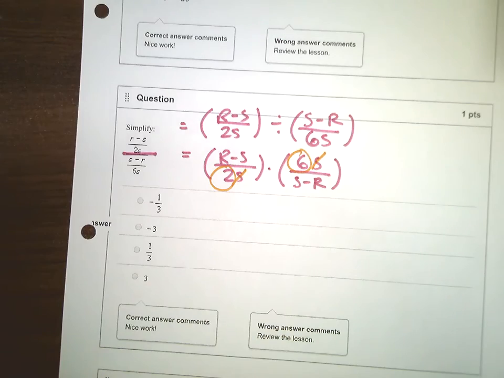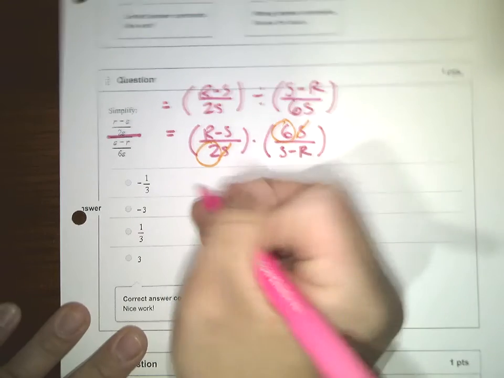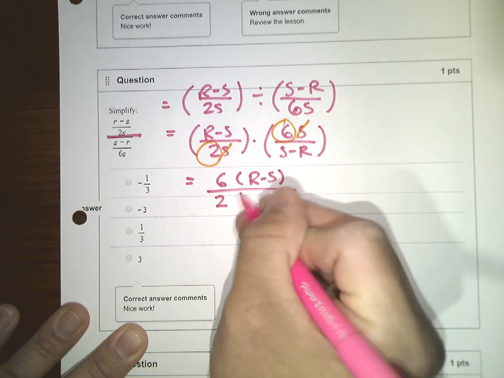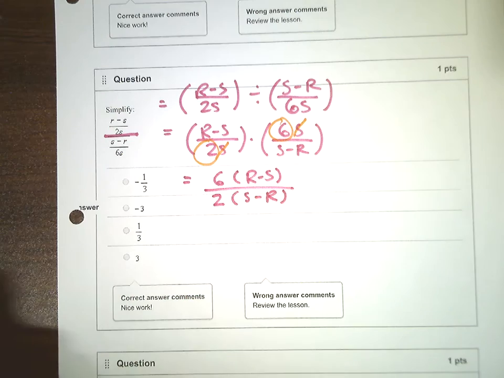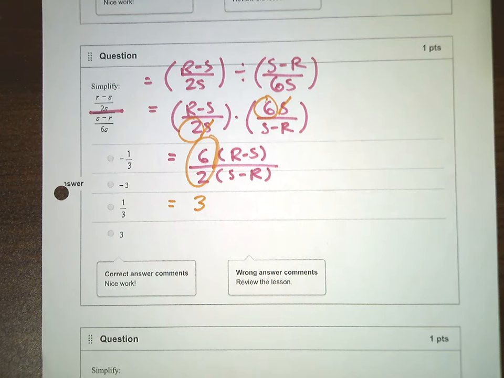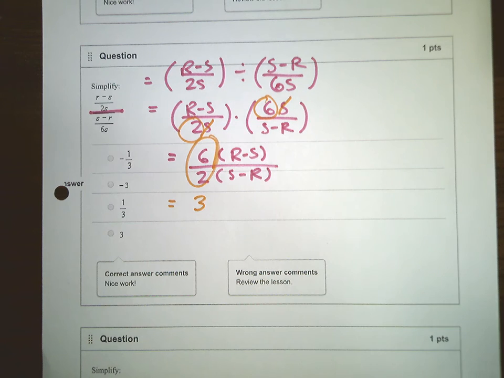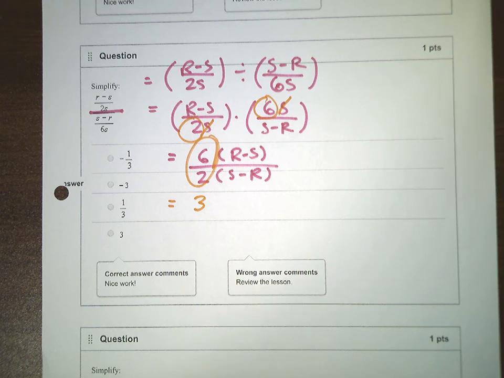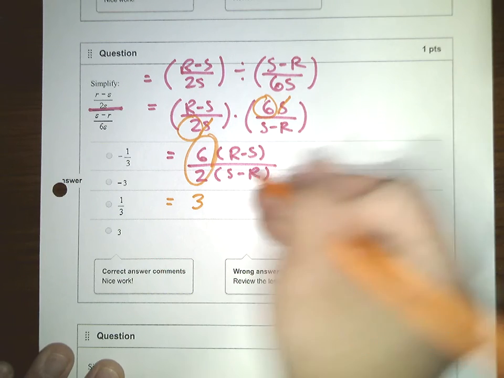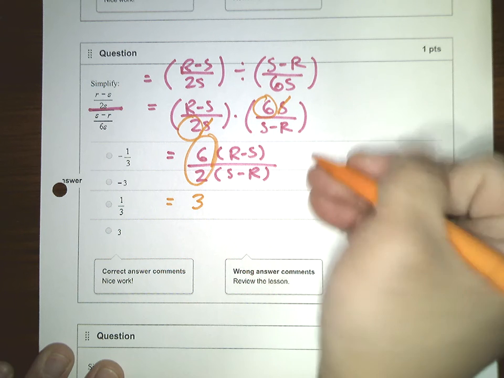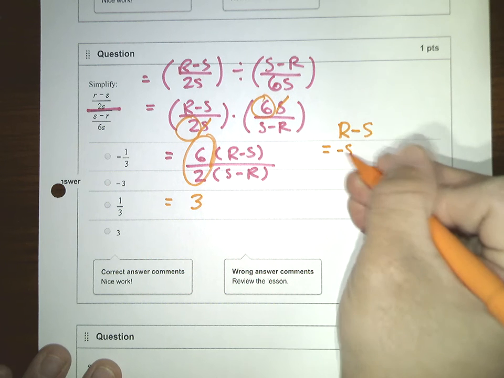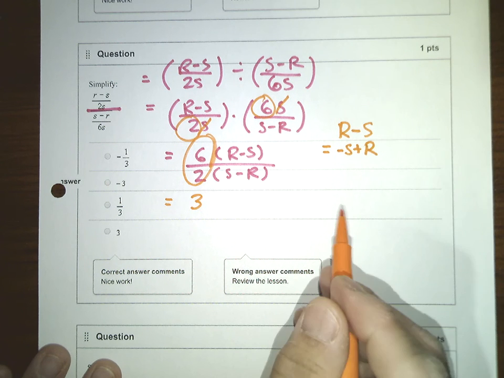So what do I have here? I have 6 times r minus s over 2 times s minus r. And then I see that 6 over 2 is equal to 3. Then if you remember from our previous videos and discussion about factoring, you can rewrite the denominator or the numerator. It doesn't matter which one. So you could write r minus s as negative s plus r. So just switch the order here.